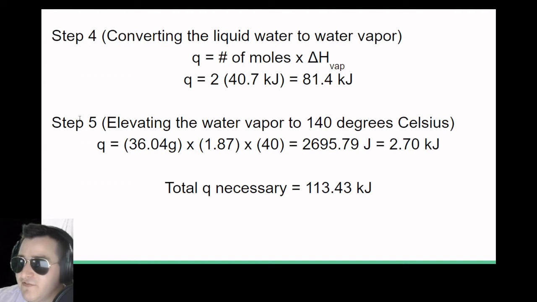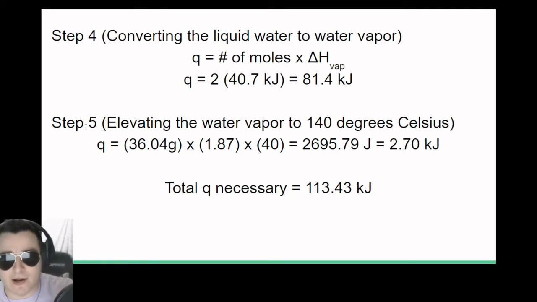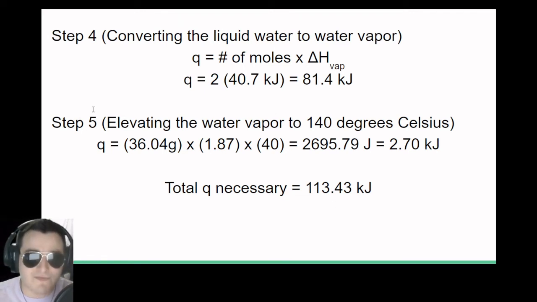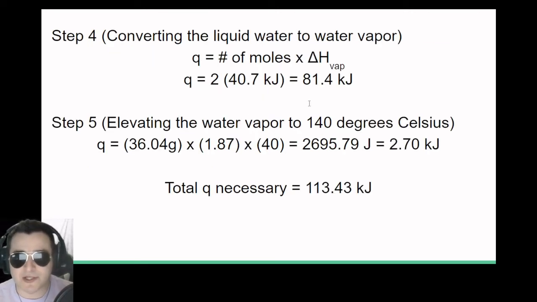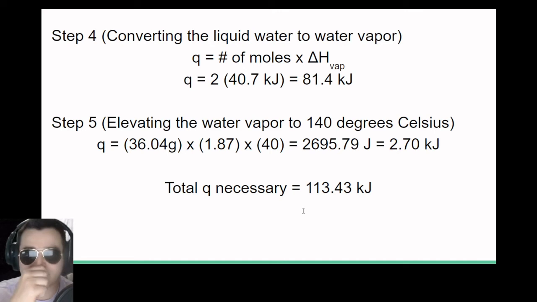Step 5, very similar, but using the water vapor constant specific heat for water instead of the liquid. How much energy is required to elevate 1 gram of that substance by 1 degree Celsius. That's what we're looking at here. And then when I combine all of the steps, this plus this plus this, plus our 2 values here, 81.4 and 2.70, we get 113.43 kilojoules required to make this process happen.